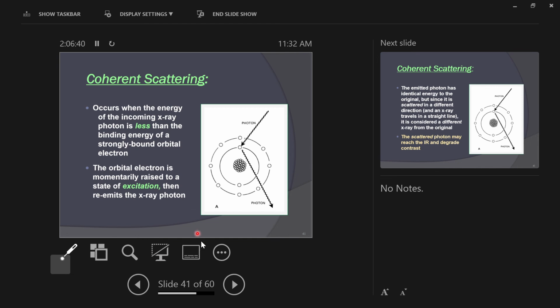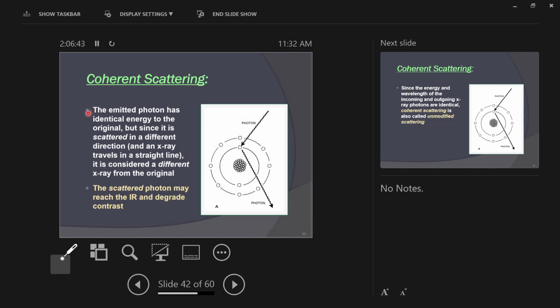Re-emits the X-ray photon. The X-ray photon re-emitted is identical in energy, but it's scattered in a different direction. And as I said, X-rays travel in straight lines, so it's a new photon. The scattered photon can now reach the image receptor and degrade contrast. Now, if the scattered photon went the exact same direction as the original photon, perfect. It's a great representation of the body, okay? But the scattered photon is going to go a different direction and hit the image receptor over here, where the anatomy is over here. It's not going to represent anatomy, okay?